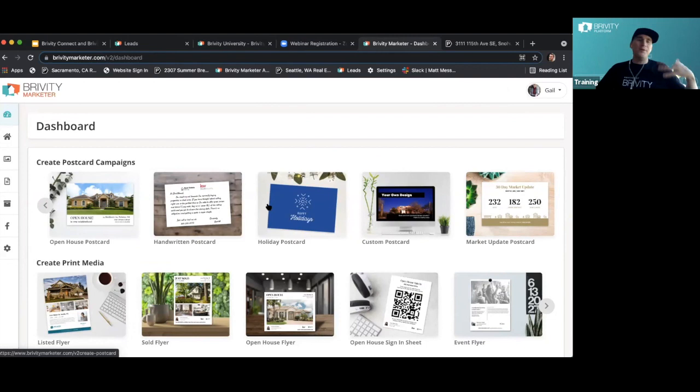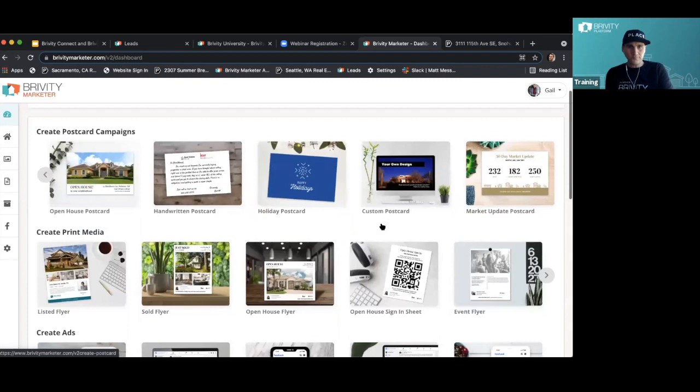If you looked at our suite of stuff, you might say, none of this looks like my own design. I always send a postcard that looks like this and we designed it over here on Canva. Awesome. You can just upload that design right here into Brivity Designer and we can send it out on your behalf and track it, right? All that good stuff.